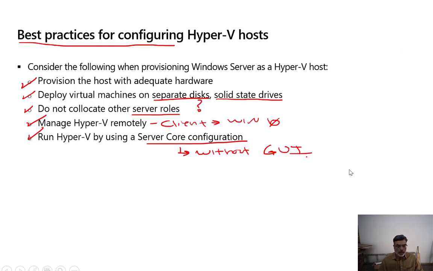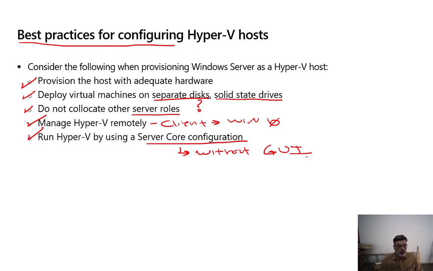So now I will discuss some best practices for configuring a Hyper-V host. Consider the following when provisioning Windows Server Hyper-V as a host. The first step is to provision the host with adequate hardware. You should have the right amount of RAM, CPU and storage for installing Hyper-V. The second part is to deploy virtual machines on a separate disk, or preferably a solid state drive. For example, you install your base operating system, Windows, on the C partition, but your Hyper-V machines you can install on another disk.